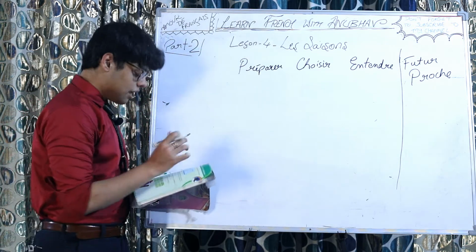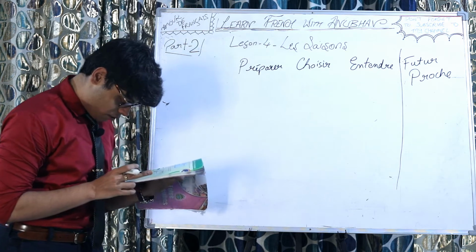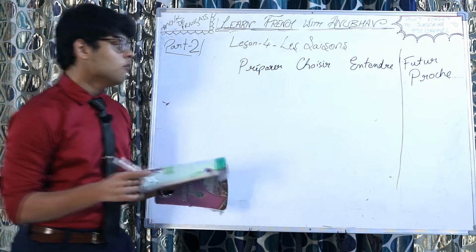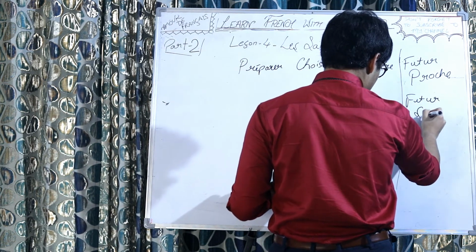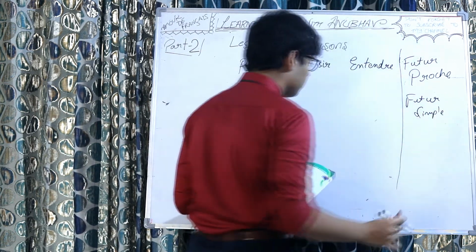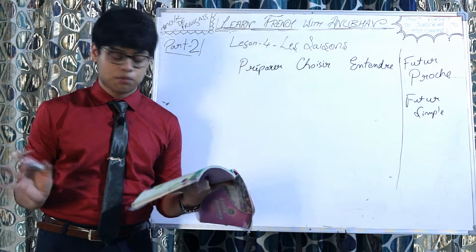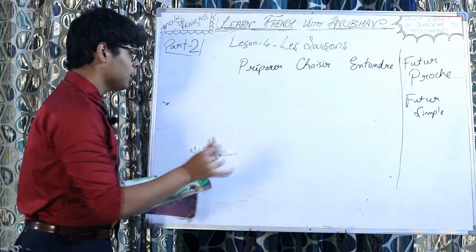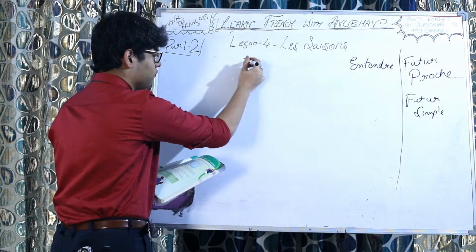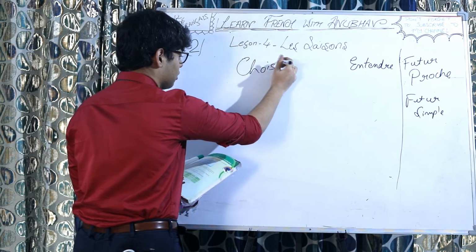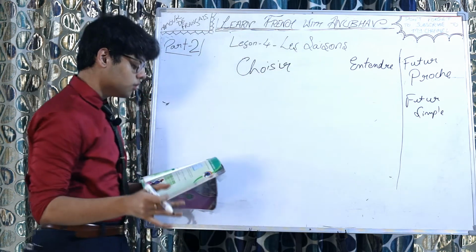What we need to do is write them in Futur Simple, another tense we have already done. The link will be put in the description if you want to know it in detail. Otherwise, we are doing it in brief. Préparer is already conjugated, so let's just remove it from here. And let's shift choisir here, so that there is ample space between the two.